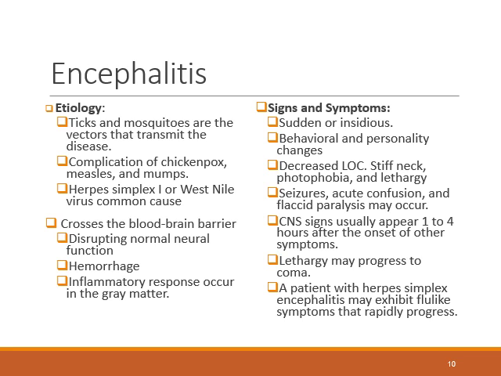Behavior and personality changes can occur, decreased level of consciousness, stiff neck, photophobia, and lethargy. Once again, changes in level of consciousness, and especially stiff neck, are classic signs. They may have seizures and acute confusion, flaccid paralysis. Once again, this is all about the brain. It is impacting the gray matter.